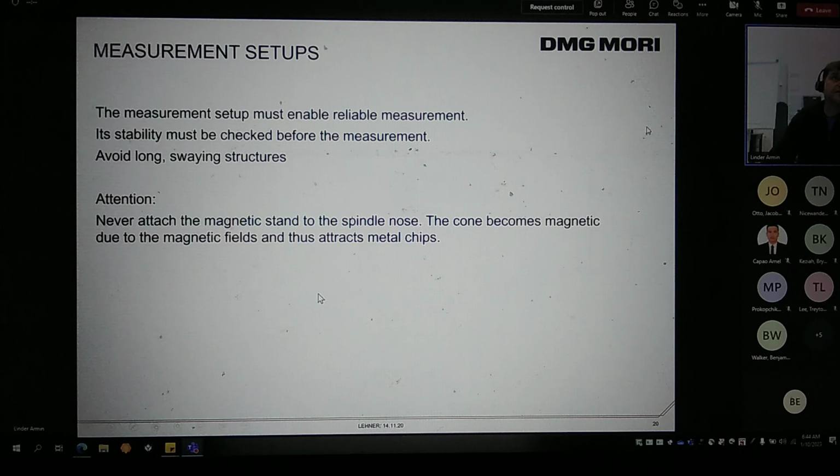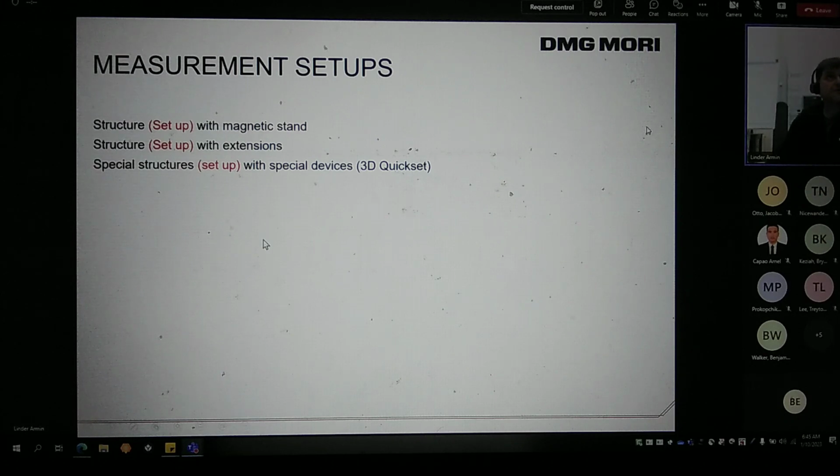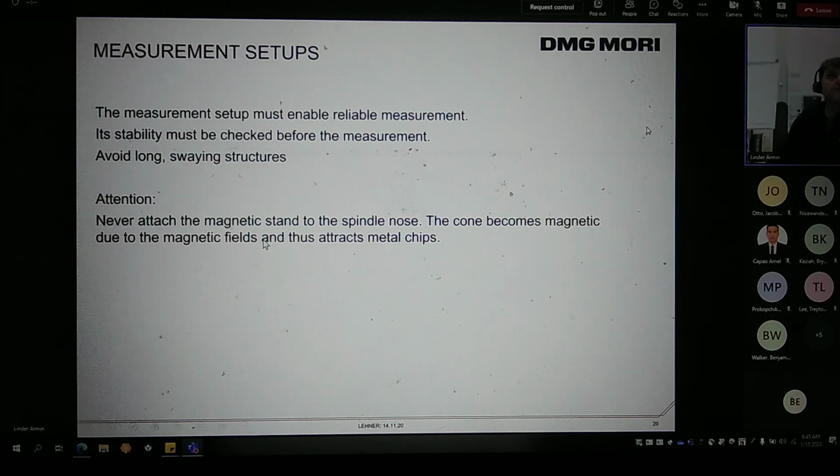And attention, never attach the magnetic stand to the spindle nose, because the magnet can attract metal chips or dirt to the spindle nose, and there are some magnetic fields. That is to be avoided for the spindle nose. Very critical.